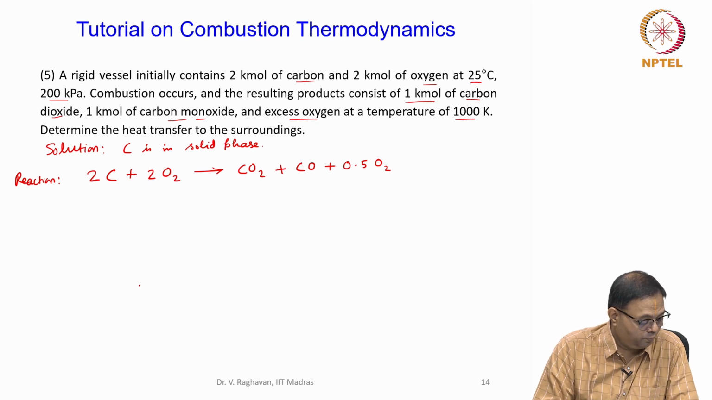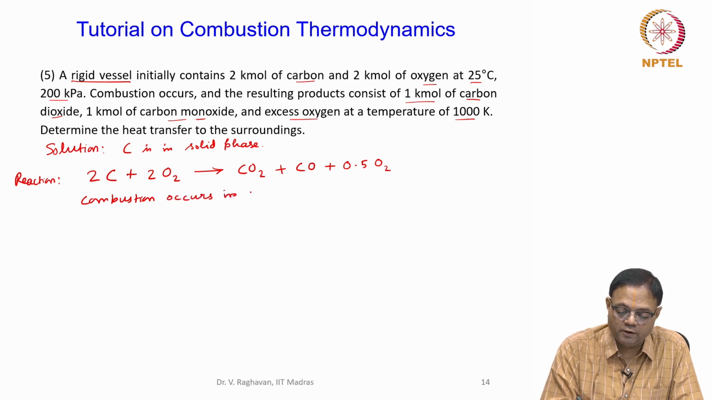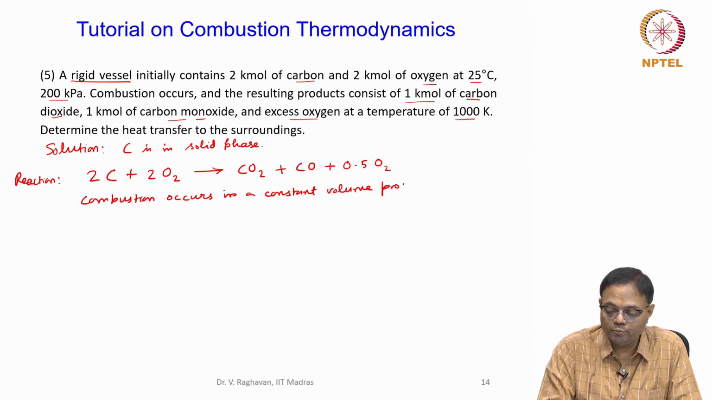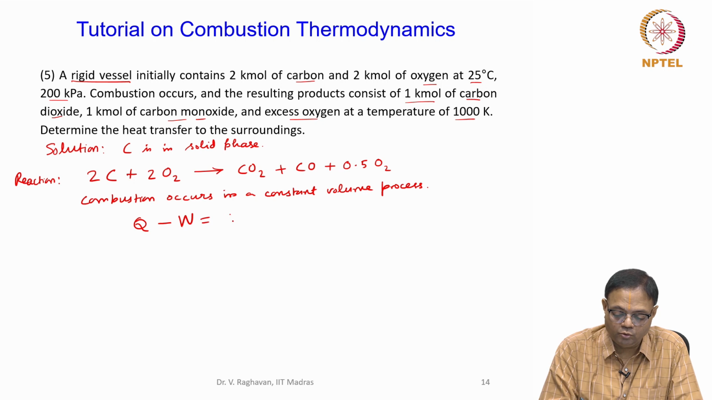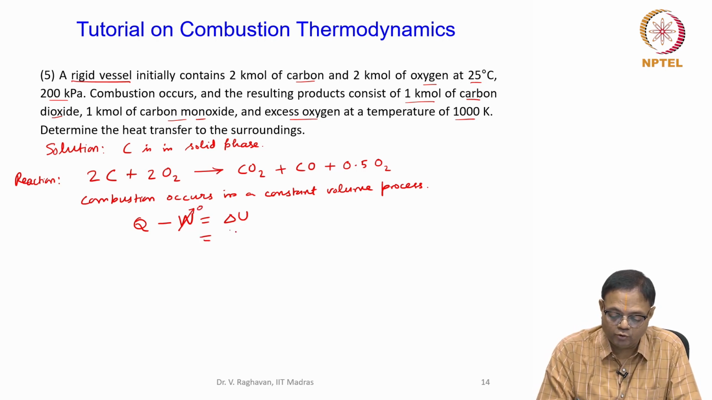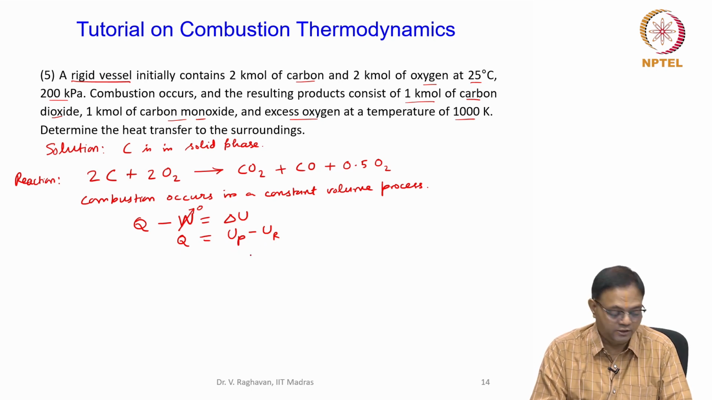Now, please understand that it is a rigid vessel, that means constant volume. So, combustion occurs in a constant volume process. Let us apply the first law, Q minus W equal to delta U. Now, this is PdV work, no other forms of work are there, so I can say W equal to 0. So, Q will be equal to UP minus UR, that is the internal energy of the products minus internal energy of the reactants, in the final state and initial state.